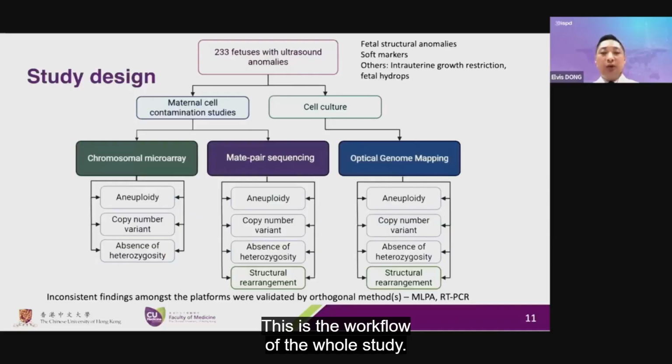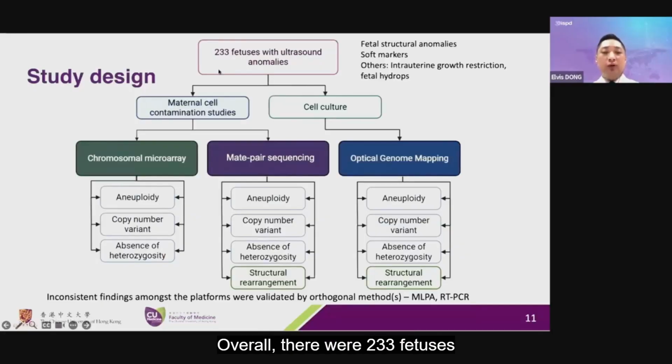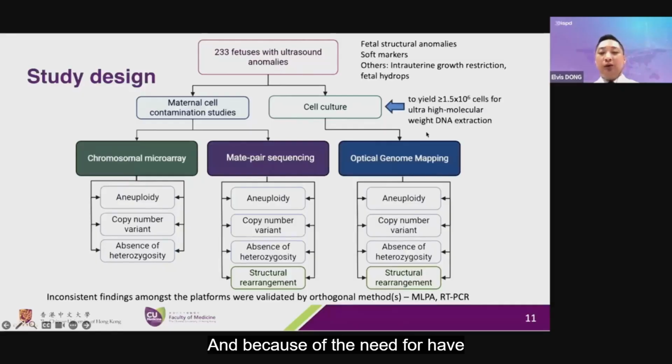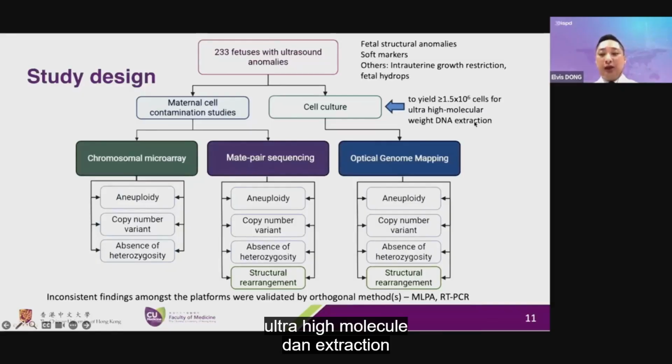This is the workflow of the whole study. Overall, there were 233 fetuses with ultrasound anomalies. Because of the need for ultra-high molecular weight DNA extraction for optical genome mapping, we set up cultures for the test. In addition, we used uncultured DNA for the maternal cell contamination study.